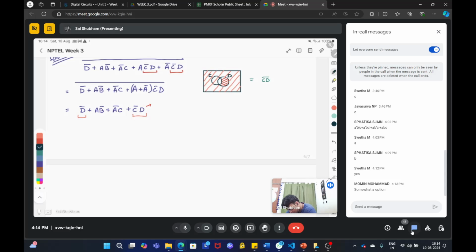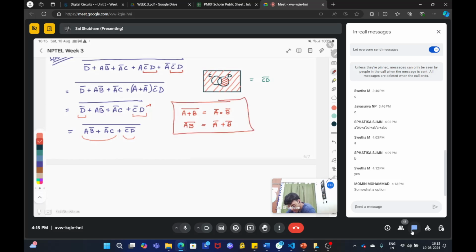Okay. So we can write A B bar plus A bar C plus CD bar, and we have a whole bar over here. Now what we can do is that we can club these two together and keep it separate. So as per De Morgan's law, we know that A plus B bar is equal to A bar dot B bar. Similarly, if we have A B bar which is equal to A bar plus B bar. Okay, I hope everybody knows this. Okay, so everybody knows this.